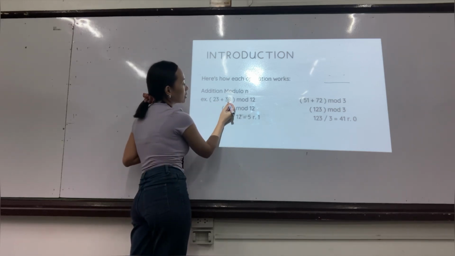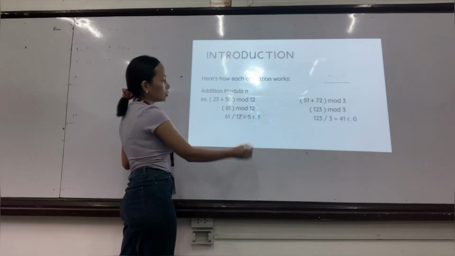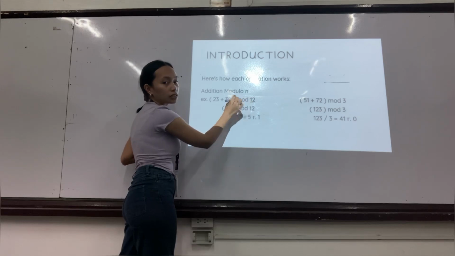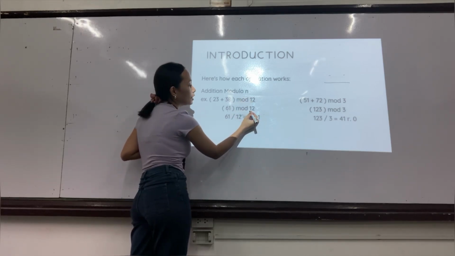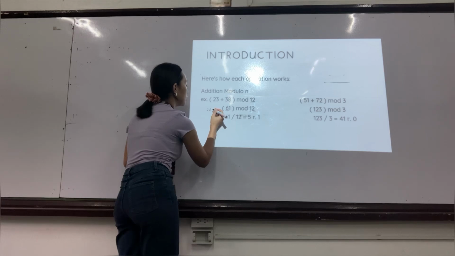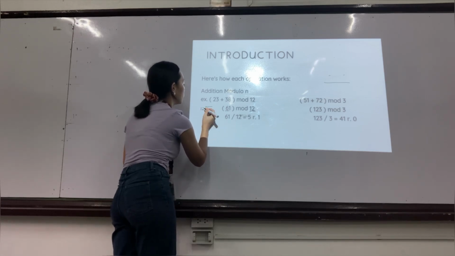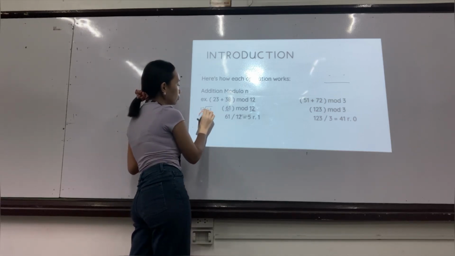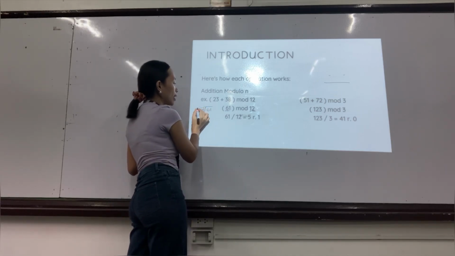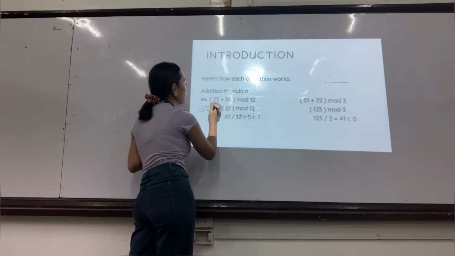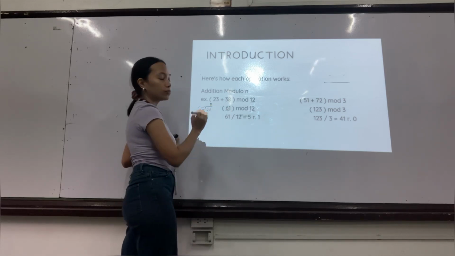So 23 plus 38 is equal to 61. Now that we have the answer, you can see the modulo value is 12. So we are going to divide the 61 by the value of our modulo. 61 divided by 12. 6 alone cannot be divided by 12, right? So we have to look for a multiple of 12 that can be divided into 61. We can use 5 because 5 times 12 is 60.